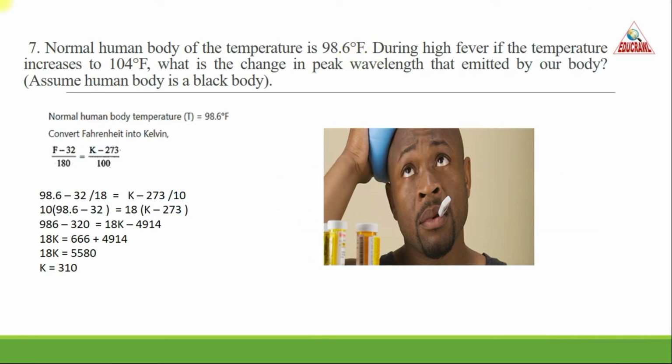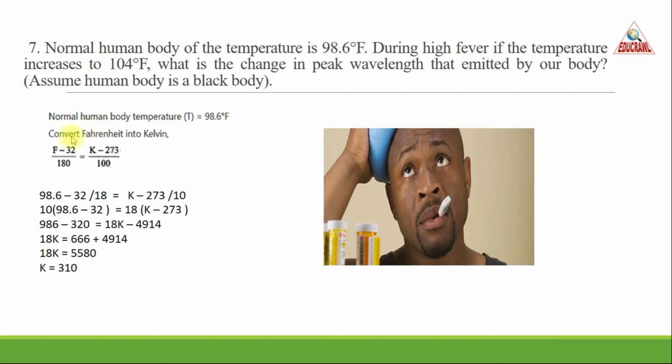Now the seventh problem. Normal human body temperature is 98.6 degrees Fahrenheit. During high fever, if the temperature increases to 104 degrees Fahrenheit, what is the change in peak wavelength emitted by our body? We have to assume our human body as a black body. We know that normal human body temperature is 98.6 degrees Fahrenheit. Here the unit of temperature is given in Fahrenheit, so before we go into the problem, we have to convert this Fahrenheit into Kelvin.